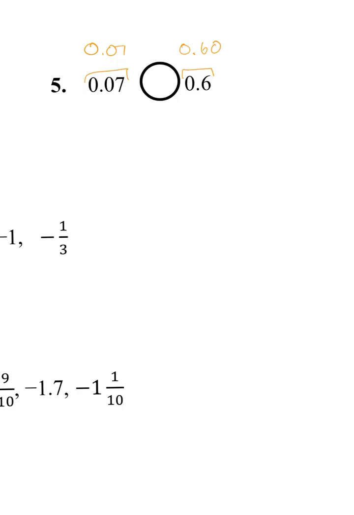And now at this point, think money. If one person's got 7 cents and one person's got 60 cents, come on, use your common sense. You guys all like money. Which one would be more, right? Is it 7 cents or is it 60 cents? So in this case, 7 cents is less than 60 cents.